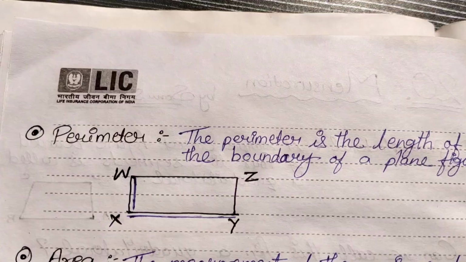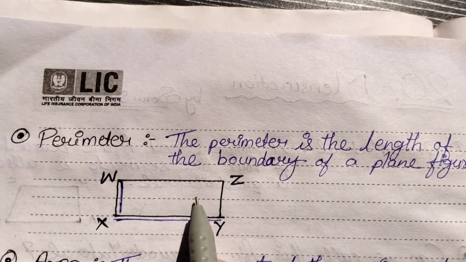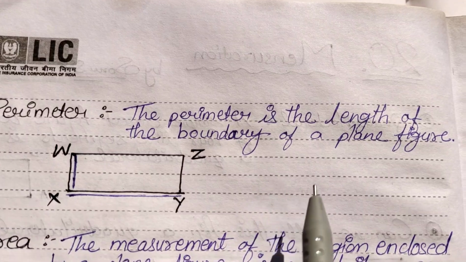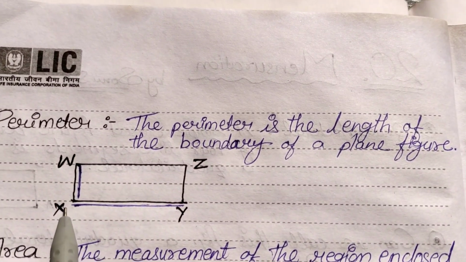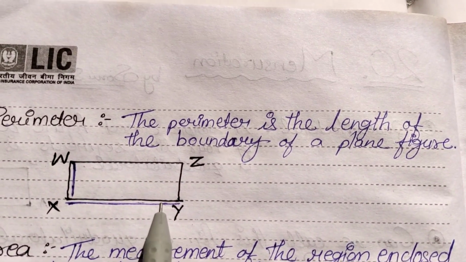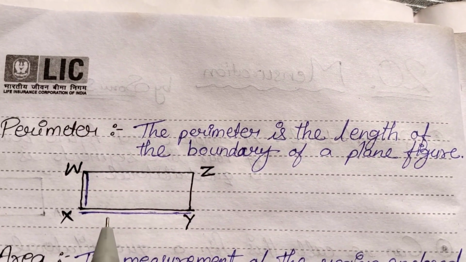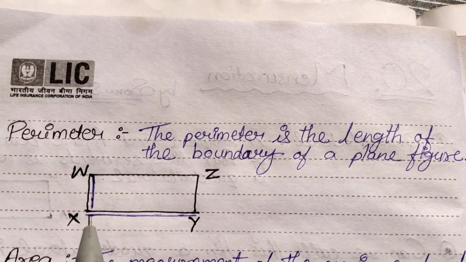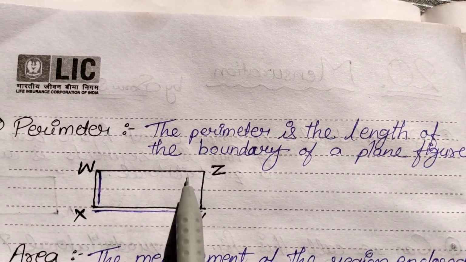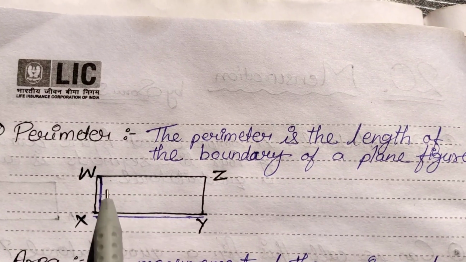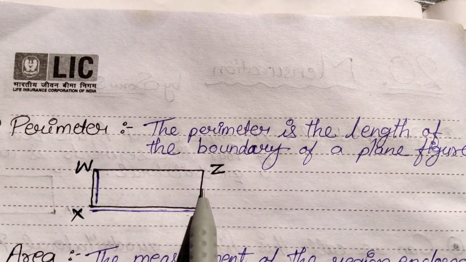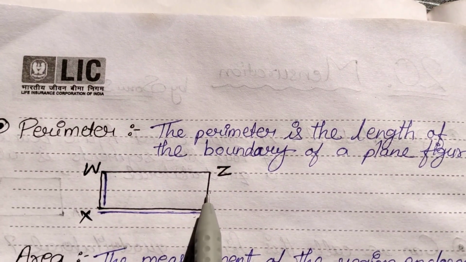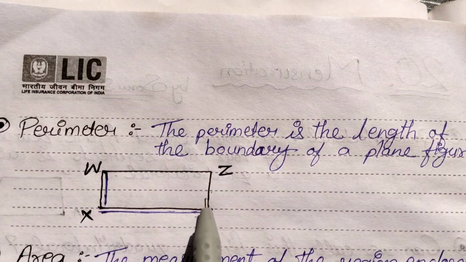Now moving on, the next topic is perimeter. What is perimeter? The perimeter is the length of the boundary of a plane figure. Now see here, this is the plane figure XYZW. Perimeter is the sum of all the sides of a plane figure. So this is length, this is breadth, this is length, this is breadth. If we have to find the perimeter, we have to add all the lengths of the boundary.